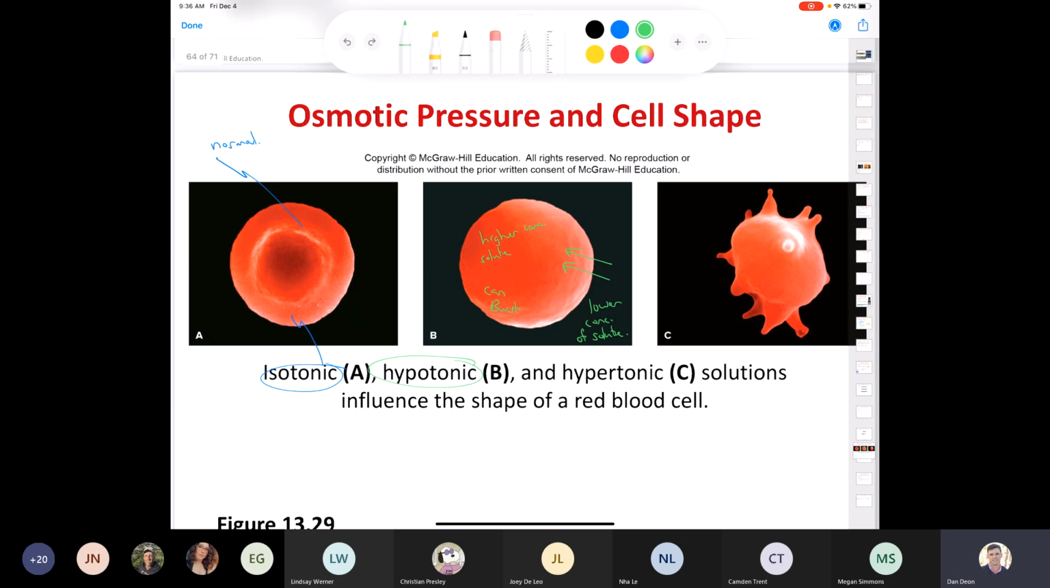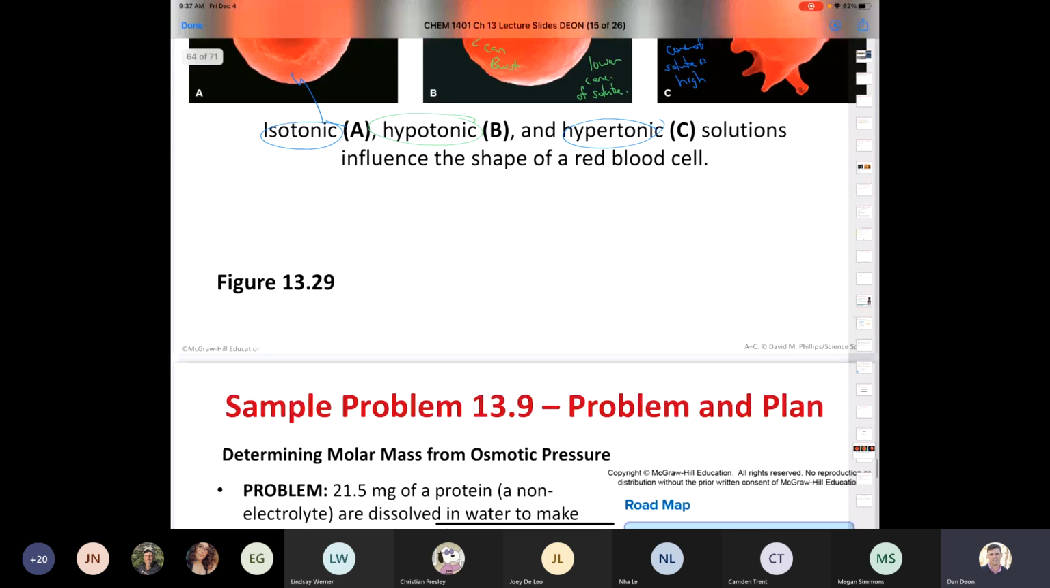It's getting too big. Now, a hypertonic solution, you can probably guess where I'm going with this. That's where the concentration of solute is high. That's going to cause the water to leave the red blood cell, and this is called crenation. This is called hemolysis when it bursts. Anyhow, just an interesting application of osmotic pressure and the shape of a red blood cell. Well, let's look at a problem that deals with osmotic pressure.